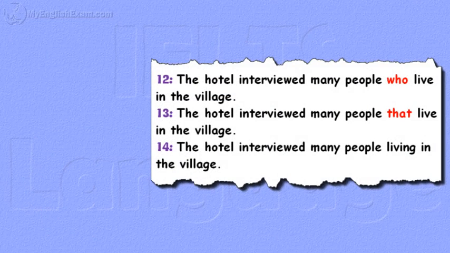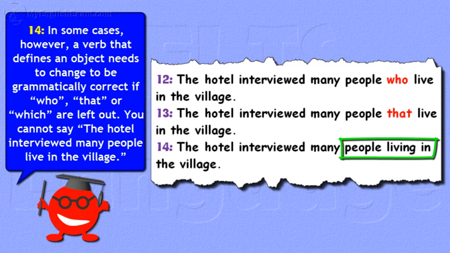12. The hotel interviewed many people who live in the village. 13. The hotel interviewed many people that live in the village. 14. The hotel interviewed many people living in the village. Example 14. In some cases, however, a verb that defines an object needs to change to be grammatically correct if who, that or which are left out. You cannot say, the hotel interviewed many people live in the village.